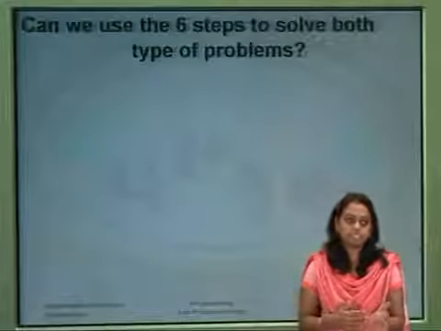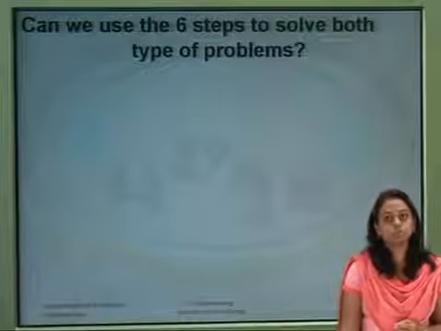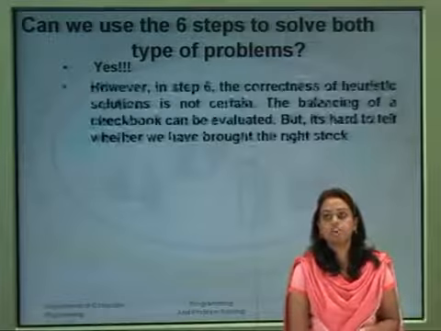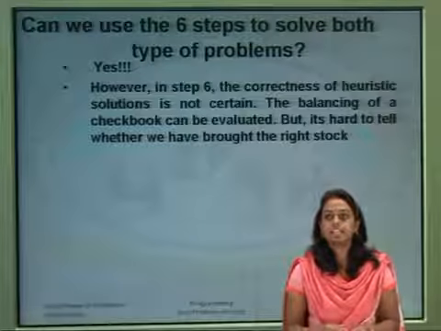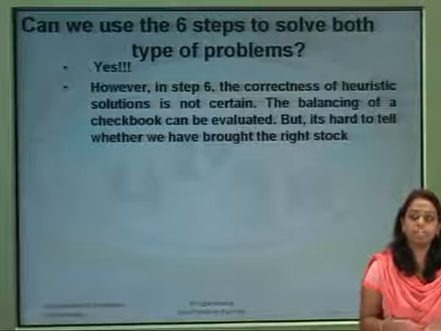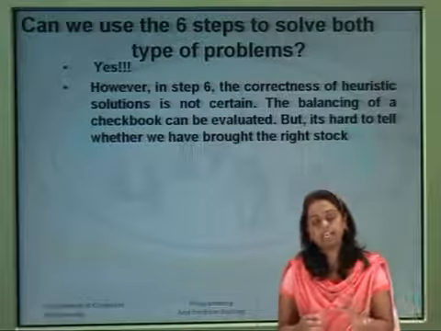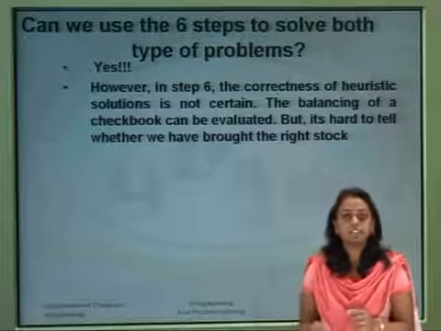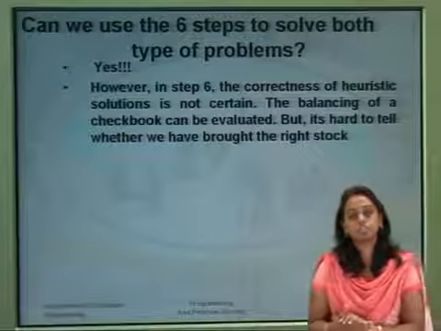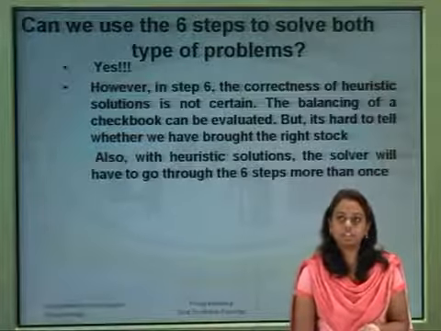Can we use these 6 steps to solve both types of problems? Yes, we can use these 6 steps to solve both. However, in step 6, the correctness of the heuristic solution cannot be certain, it cannot be checked. For example, if you have written an algorithm, then obviously if you get the answer, evaluation is done. But for heuristic solutions, there is no evaluation as such. So the 6th step will differ.